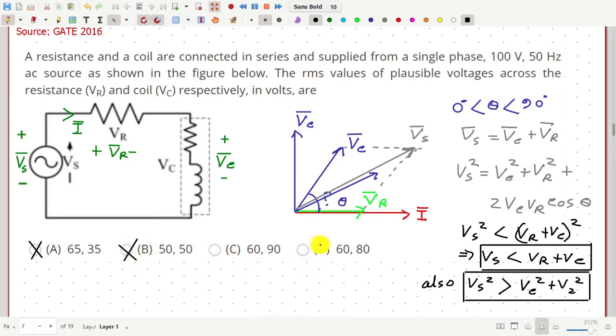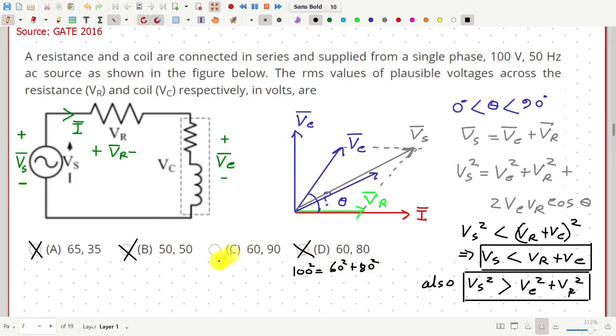Next, in the fourth one, we see that 60 square plus 80 square is equal to 100 square. So we have VS square equal to VC square plus VR square, but VS square should be greater than the VC square plus VR square. So the second condition is not satisfied. So this cannot be the answer.